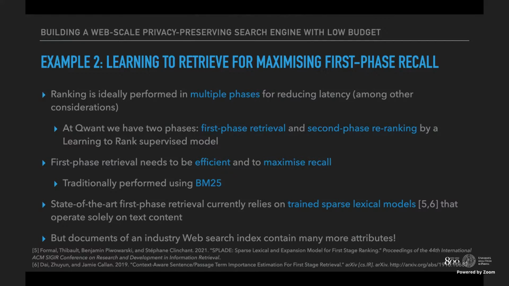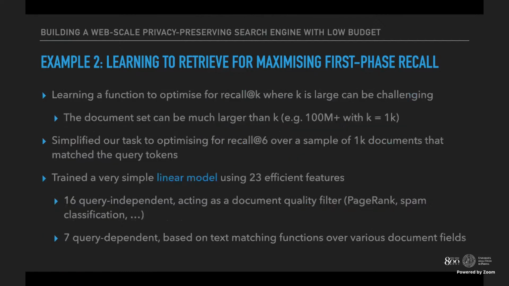And we wanted to rely only on what we currently have in our index, which is the document content with very different fields, and also many attributes. We have attributes such as the page rank, different web document quality measures. We have estimation of the spam. We have all these different attributes that we can leverage for first phase retrieval. But the problem for learning this kind of function to optimize recall at a large K, for example, if we want to optimize recall at 10K documents, it can be quite challenging because you cannot build a dataset where you have 10 relevant documents and then 10,000 negative examples. So we simplified our task, optimizing over a much smaller, reduced sample of documents that match the query tokens.